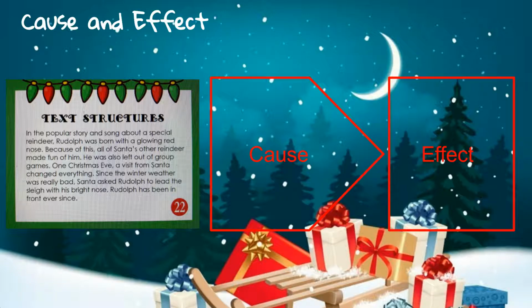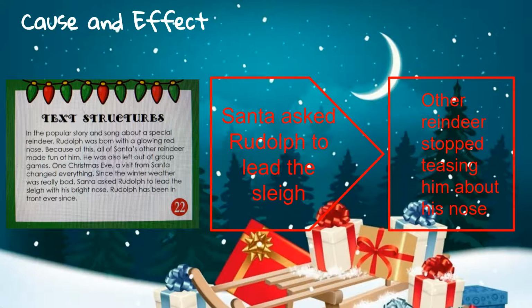So we have a cause. Our cause, the event that caused something else to happen, is that Santa asked Rudolph to lead his sleigh. And the effect of that is that Rudolph became friends and was more accepted by the other reindeer. So Santa asked Rudolph to lead the sleigh, and then other reindeer stopped teasing him about his nose.